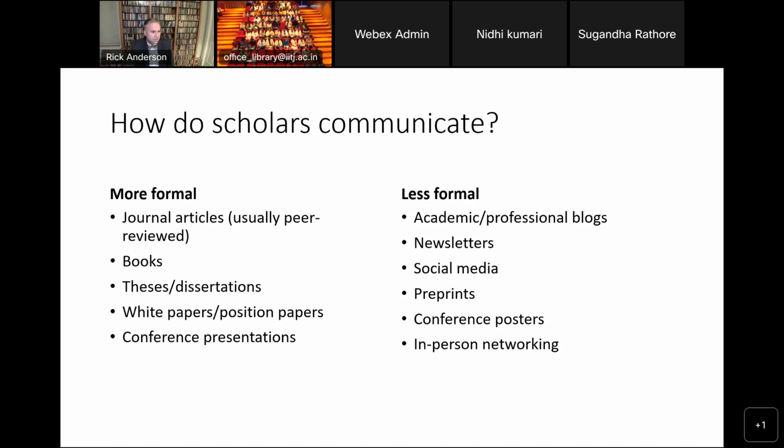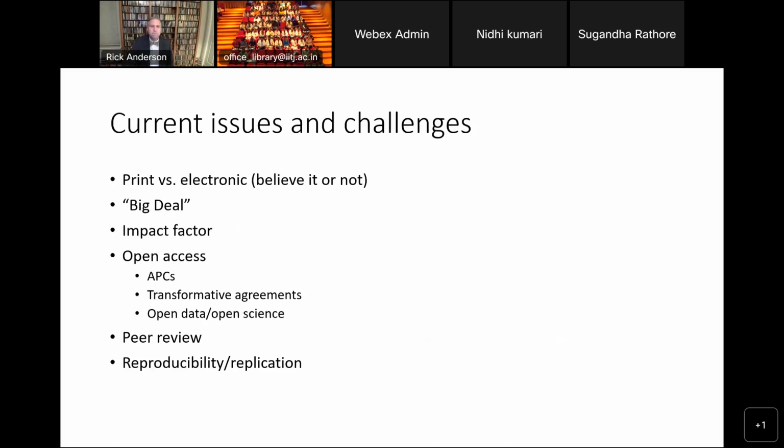All right, let's go to the next slide. This is where I think I'm going to spend the bulk of my time with you today, addressing some of the issues and challenges that we face in scholarly communication today. And the first one, believe it or not, is the ongoing migration of scholarly communication out of the print realm and into the online realm.